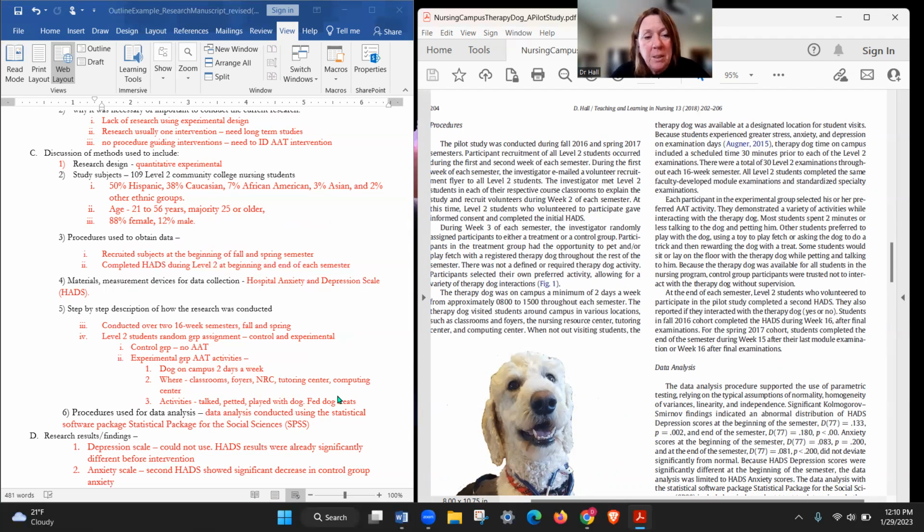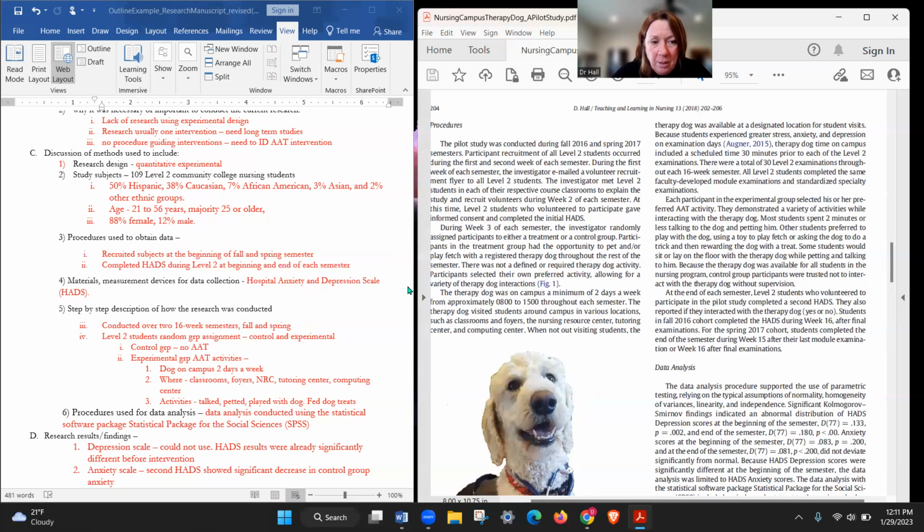The control group didn't have animal-assisted therapy. The experimental group did. The dog came to campus two days a week and was in various places: the classroom, the foyers, the NRC, the tutoring center, those kinds of things. The activities the experimental group did with the dog included just talking to him, petting, playing with him, or feeding him treats. All of this is in the procedures, how they went about it. And then at the end of the semester they did their second HADS, remember, because they did that Hospital Anxiety and Depression Scale at the beginning and end of the semester.